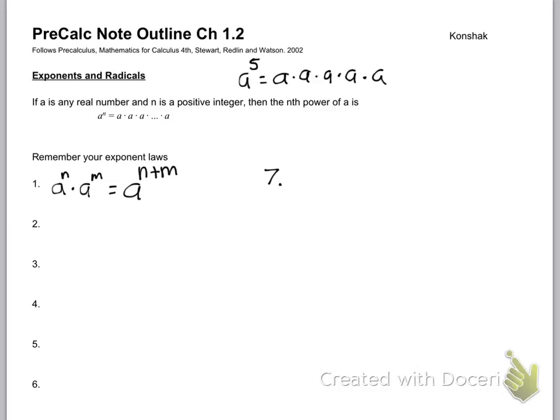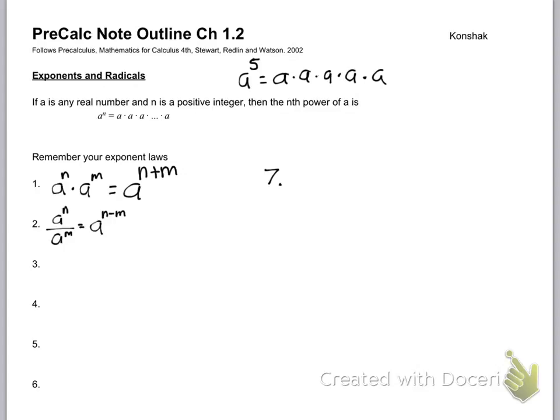What's another one that would be the other way then? Right. A to the n over a to the m, which would result in what happening? Subtracting the exponents. Do we have another one? What's that called? This one is the quotient of powers. That was the quotient of powers, dividing of powers.